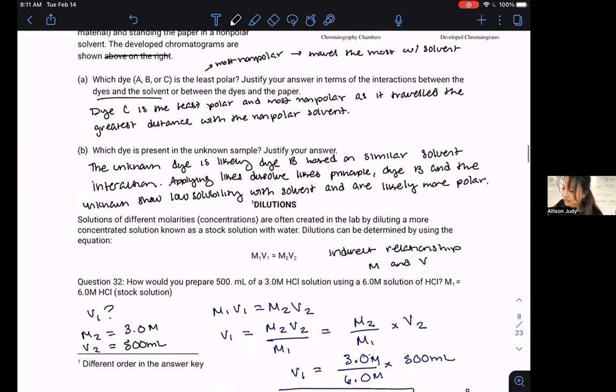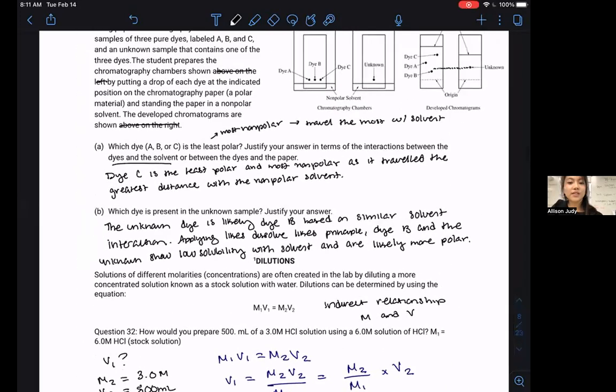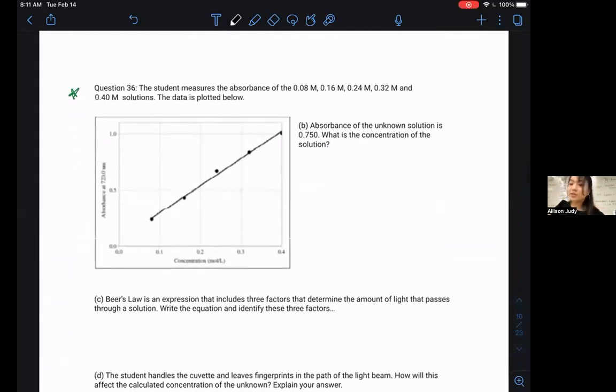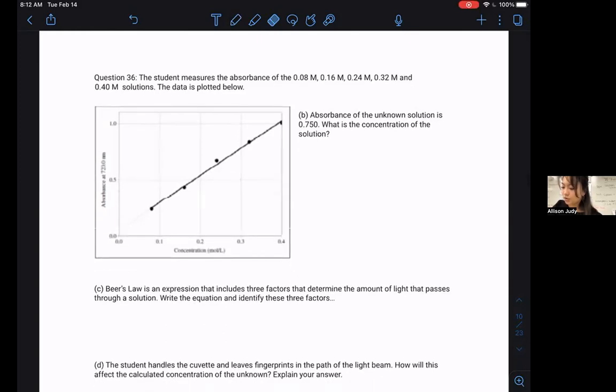Okay, so that's the walkthrough. I know it's a bit more of a review on solubility in general, but let's move on to Beer's law, the new stuff that we talked about. Remember, Beer's law is a way of using dilutions and molarity and solubility to identify and predict the concentration of an unknown sample. So here we have question 36. The student measures the absorbance of the 0.08 molar, 0.16 molar, 0.24 molar, and 0.32 molar, increasing at a consistent molarity, and a 0.4 molar solution. The data is plotted below, giving us a relatively linear trend, which is ideal.